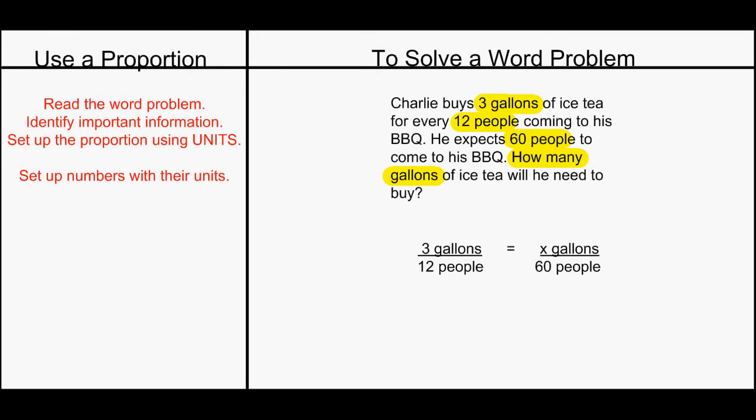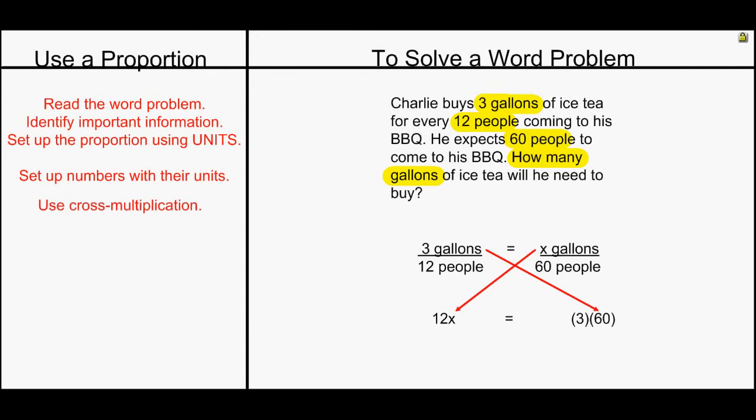The first fraction shows the comparison between the 3 gallons of iced tea for the 12 people. The second fraction shows x gallons, because we're being asked how many gallons, and 60 people, that's the number of people we need to supply with iced tea.